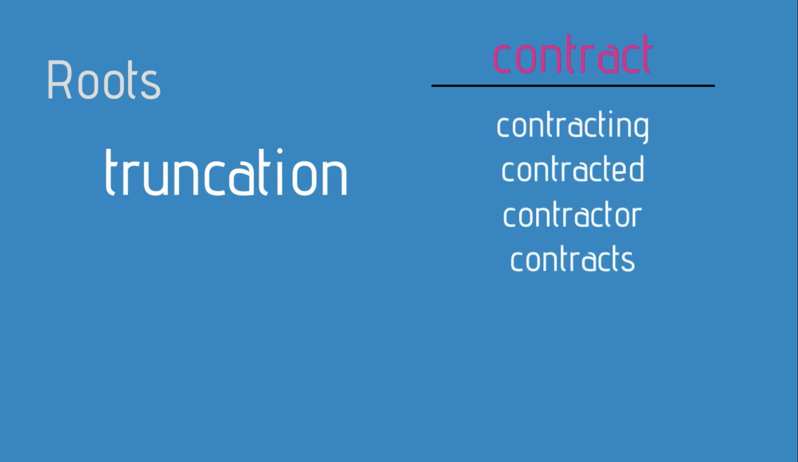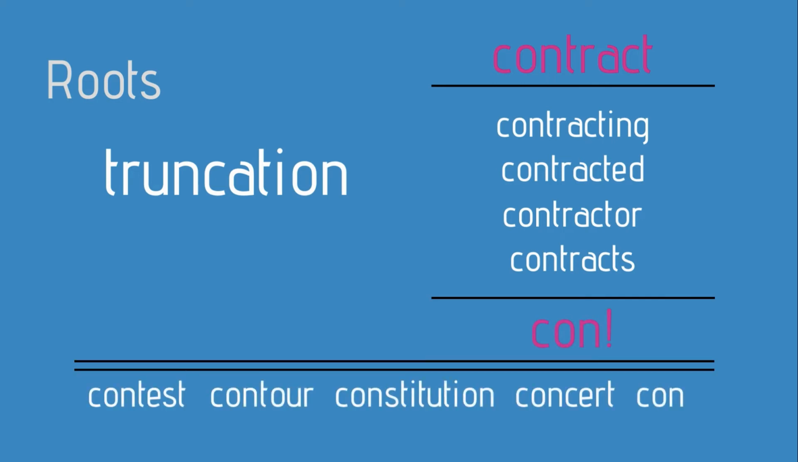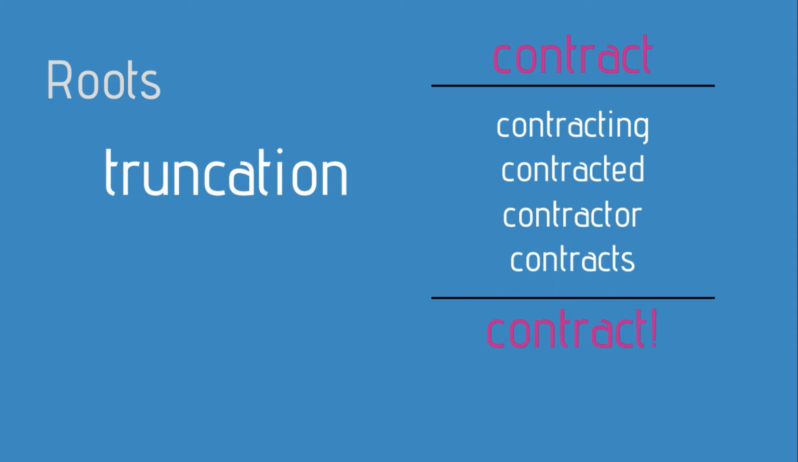A note of caution here. It is possible to truncate a word too far. For instance, if we want all variations of the word contract, like contracting, contracted, contractor, and contracts, but we root the word down to C-O-N, we would also get words like contest, contour, constitution, and concert. Instead, we would want to root down to contract.